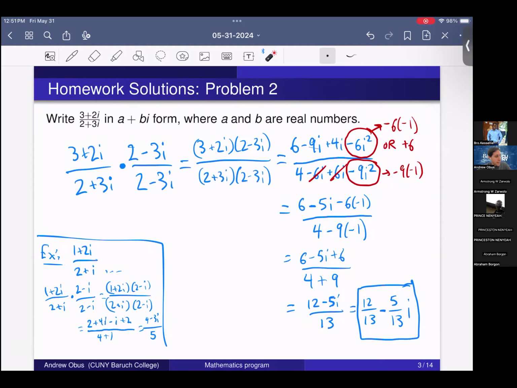Okay, so this is always how you do division. You always find the conjugate, which is the same real part, but the negative of the imaginary part. And you multiply by that in both the numerator and the denominator. And that will guarantee that you can simplify it.